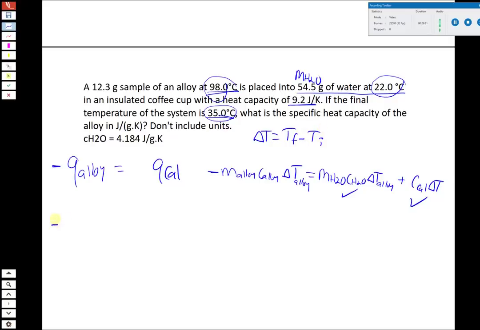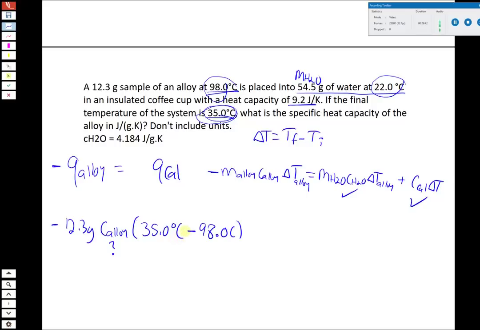So for the alloy, we have 12.3 grams. The heat capacity of the alloy is unknown. That's what we're solving for, so that's our unknown. Then the temperature change for the alloy: we have the final and initial. The final temperature for the alloy is the same as the whole system, so the whole system ends up at 35 Celsius. That's our final temperature. And the initial temperature for the alloy is 98. Make sure we put the right initial temperatures in on each side.